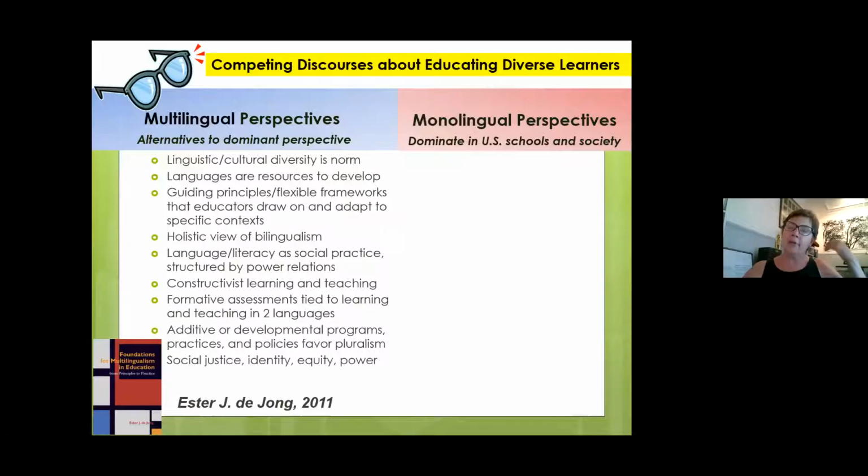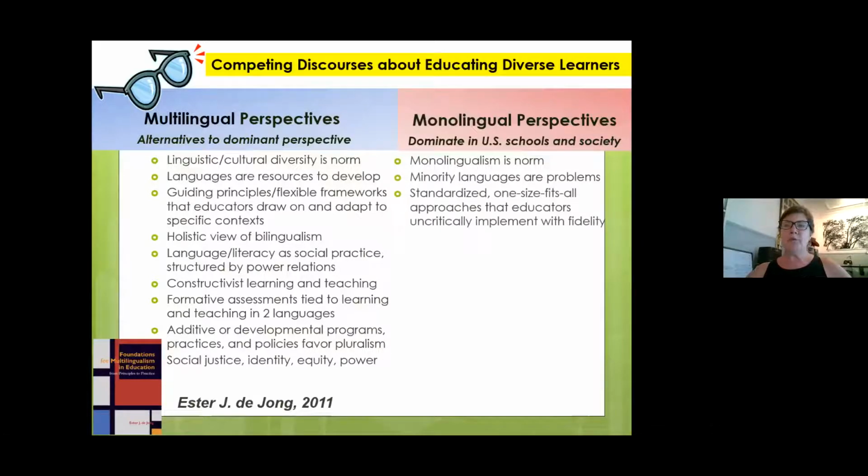Now let's compare that. Keep thinking about what you see in your own classrooms and schools. Let's compare that to the dominant monolingual perspective that we find in schools and society. Monolingualism is the norm. Minority languages and varieties of language, dialects like Ebonics, are seen as problems to be overcome, not as resources to develop. There's a standardized one-size-fits-all approach that educators are supposed to uncritically implement with fidelity. So in other words, if you can't implement it exactly as it's supposed to be, the problem is likely with the students or with the context or something like that, rather than with the standardized curriculum, etc.